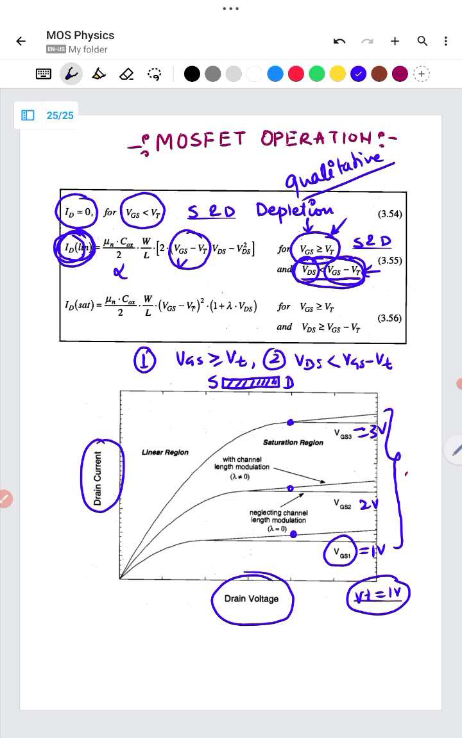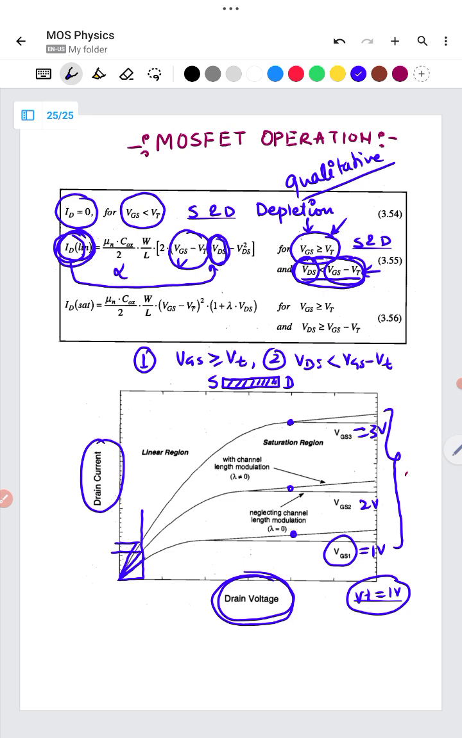Now with a small voltage of VDS, ID will be proportional to VDS. ID will also be proportional to VDS. You can see here that for a small voltage, IDS is linearly increasing with the drain voltage. As soon as the drain voltage is increasing, ID is also increasing. VDS is increasing, IDS is also increasing. Okay, so ID will be proportional to VDS also.